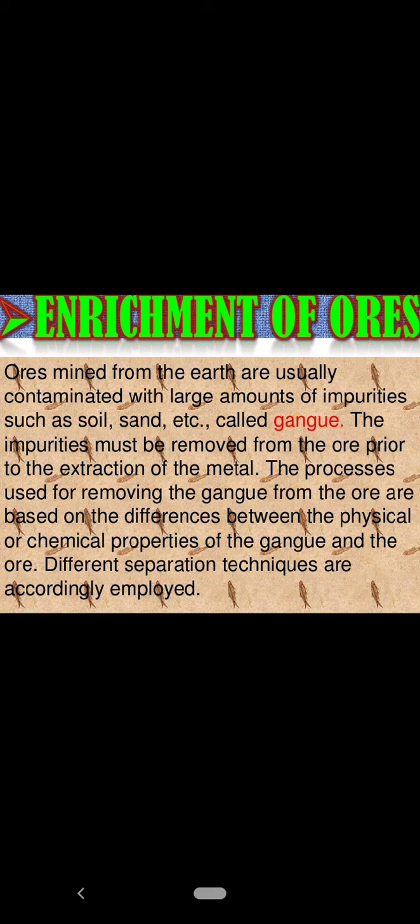The processes used for removing the gangue from the ore are based on the differences between the physical properties and chemical properties of the gangue and the ore. Different separation techniques are accordingly employed in order to separate the metal from the gangue.